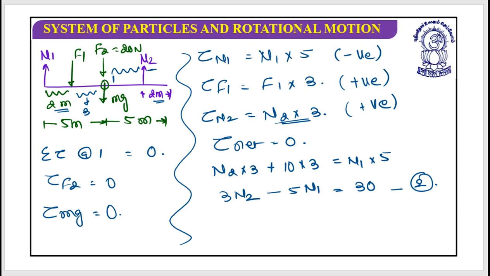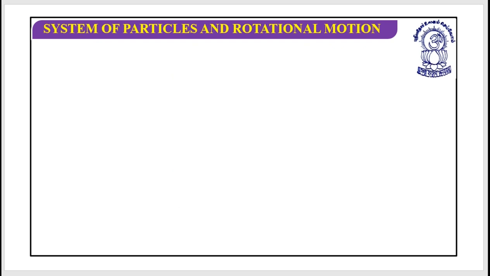The first relation was N2 plus N1 equals 130, but this was minus 30. So let's just solve this in the next slide. It says that N2 plus N1 is equal to 130 Newton, and the second, 3 N2 minus 5 N1, is equal to minus 30 Newton.